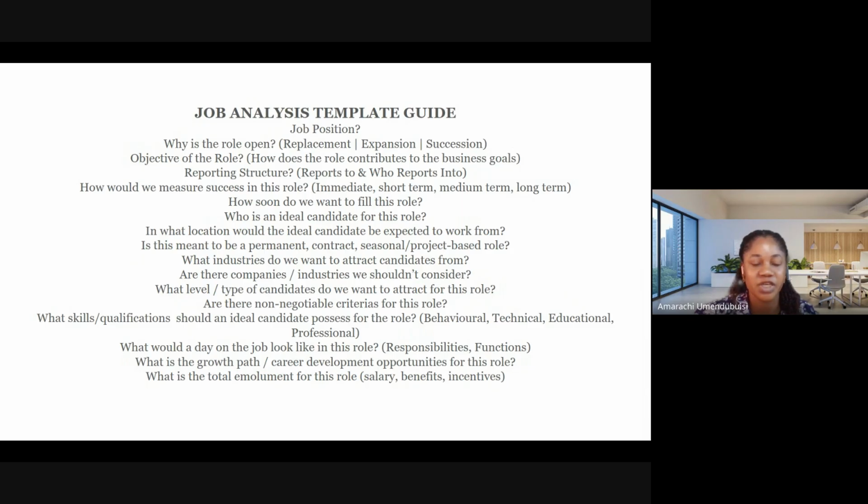Then professional qualification as well. You need to know, would this role require people having professional certification? Is it a compulsory requirement, or is it nice to have or an added advantage? You also want to have this information.